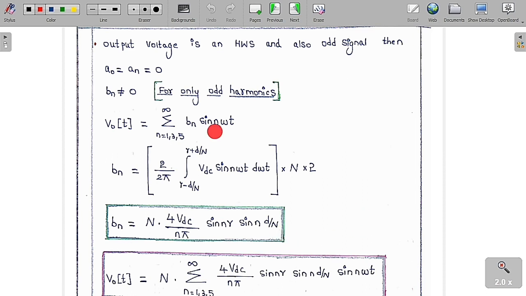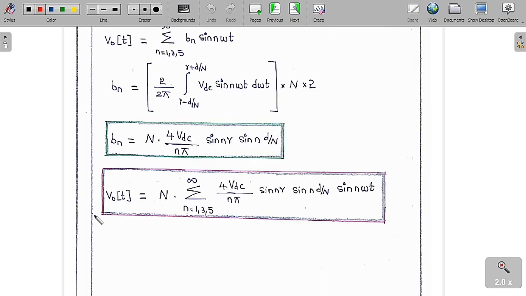So if you substitute in this output voltage, finally the expression that you are going to get is V0(t) = N Σ (n = 1, 3, 5 up to infinity) (4 VDC / nπ) sin(nγ) sin(nd/N) sin(nω0t). So this is the expression of the output voltage that you are going to get, the general format for any multiple pulse signal. Here, N means the number of pulses in the output voltage in a given half cycle.